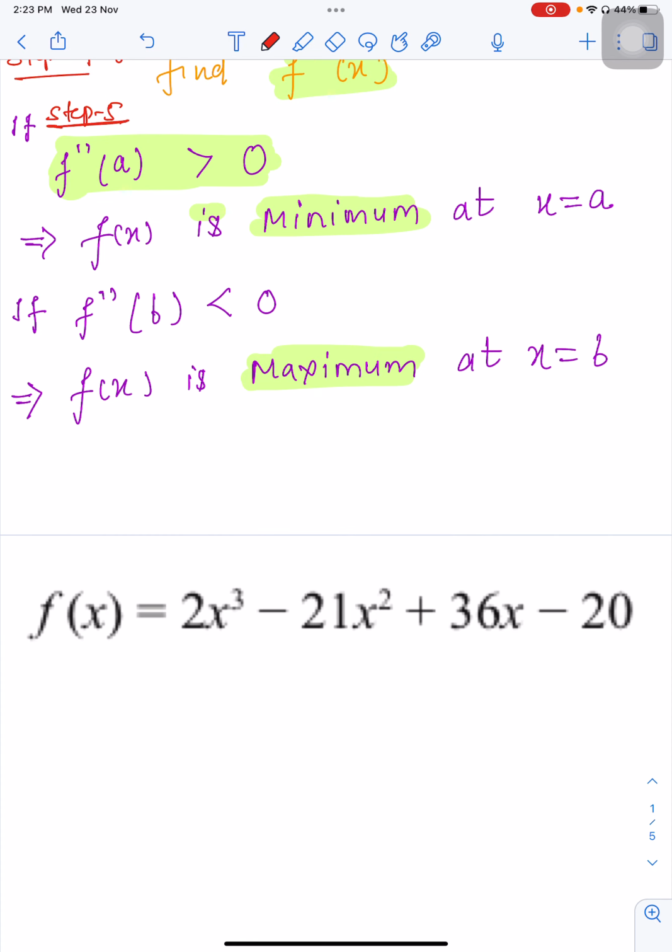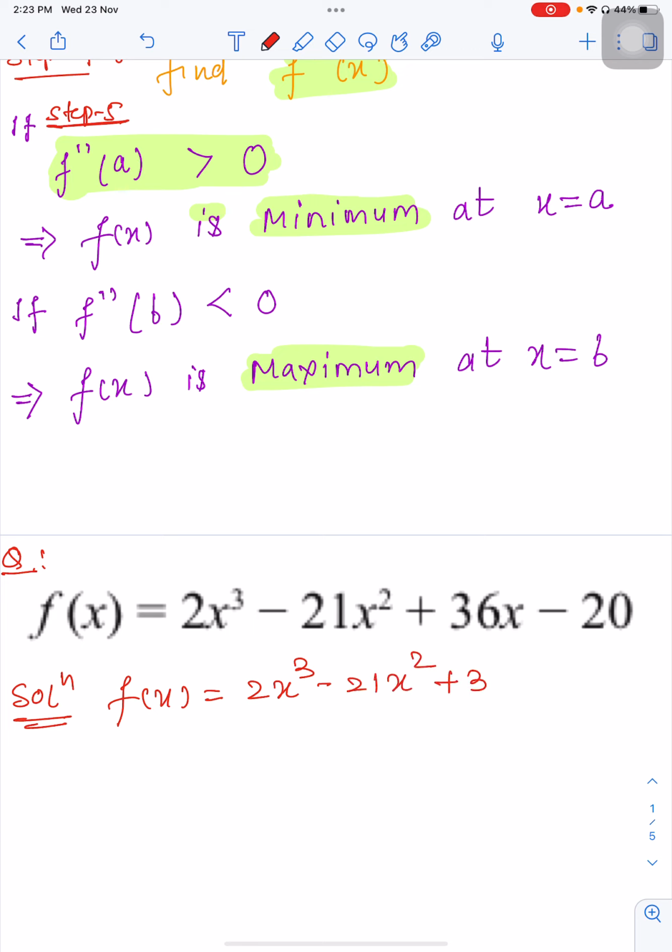So let's take this one where the function is already given to us. So step 1 is already known, that is f of x, which is 2x cube minus 21x square plus 36x minus 20.